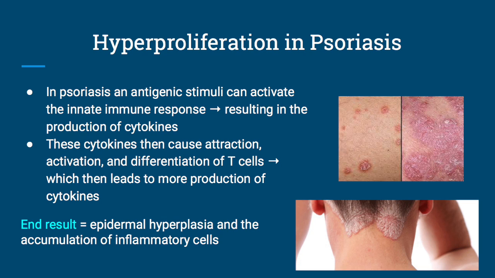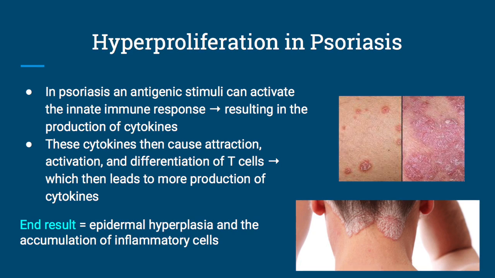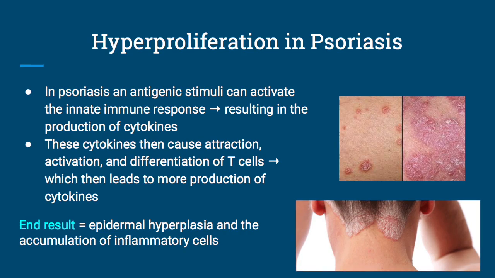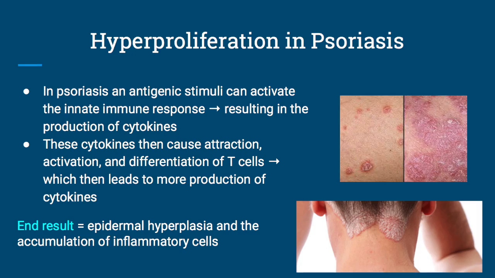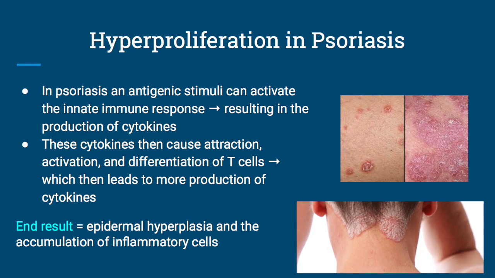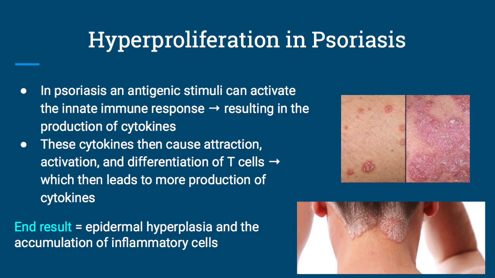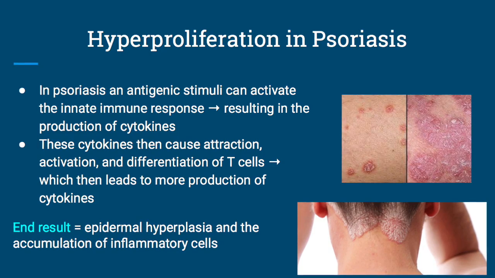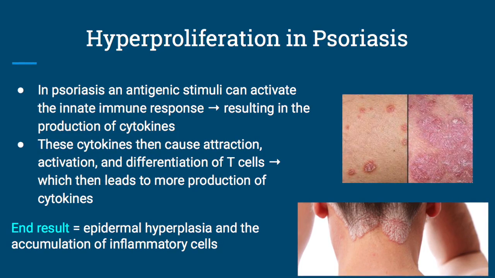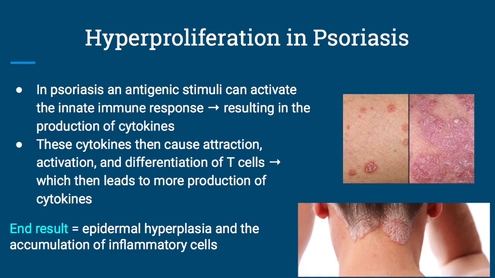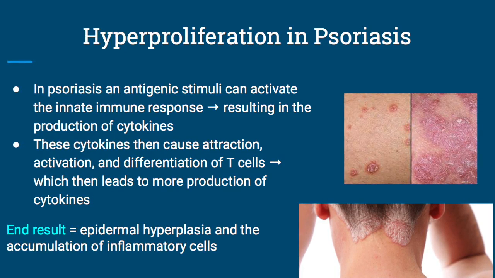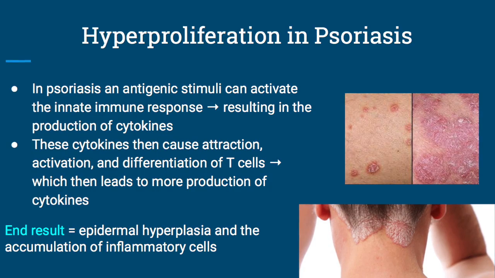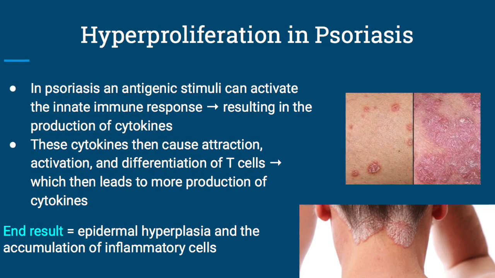So the hyperproliferation in psoriasis can actually be activated, like we've said earlier, by genetic or environmental factors, but also just an antigenic stimuli, which is anything that produces or activates an immune response. So once your immune response is activated, that usually results in the production of cytokines and white blood cells. So these cytokines then cause the attraction, activation, and differentiation of T cells. With this, then that leads to the more production of cytokines.